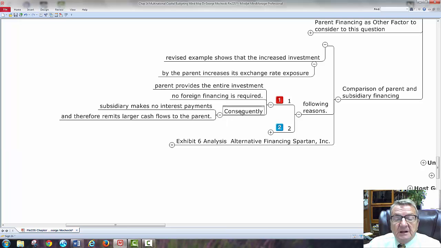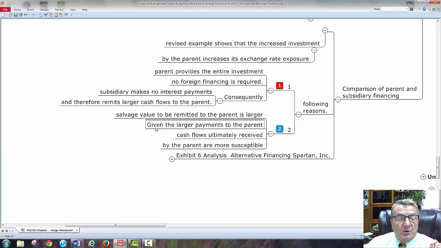financing is required. Consequently, the subsidiary makes no interest payments and therefore remits larger cash flows to the parent. So I don't have to pay anything out there, no kind of interest or anything else. I just pay the full amount back. Okay? So it's not part of my expense. It'll come back. So no interest payments, therefore remits larger cash flows. But then you have to look at how much they're charging me. How much could I remit and then in what time frame.